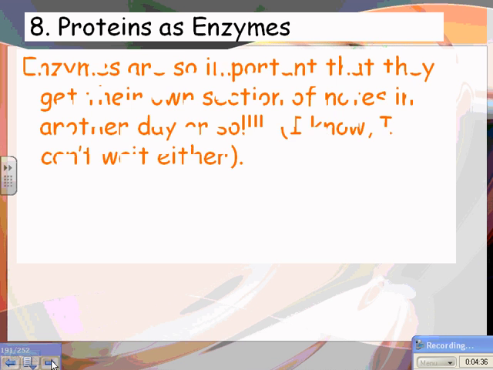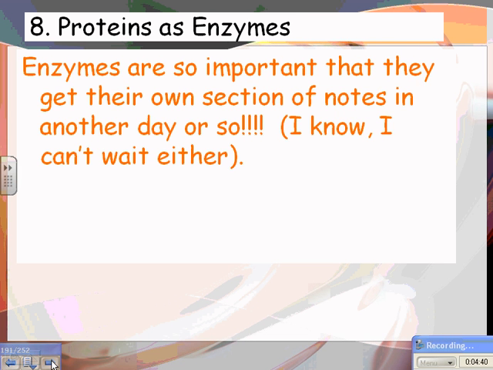Some proteins are enzymes. An enzyme is a biological molecule that speeds up a chemical reaction. It's known as a catalyst. A catalyst is anything that speeds up a chemical reaction. An enzyme is a biological catalyst. So it's anything that speeds up a chemical reaction that's biological. You have lots and lots of enzymes that do tons and tons of chemical reactions in your body, and they are so important that they get their own section of notes in another couple days. And I know, I can't wait either.